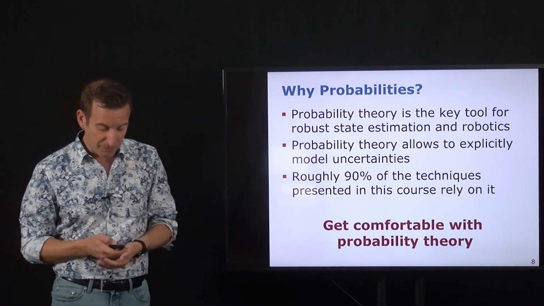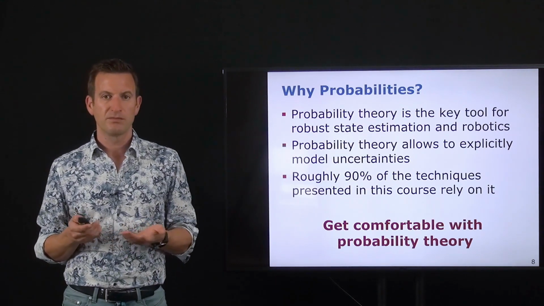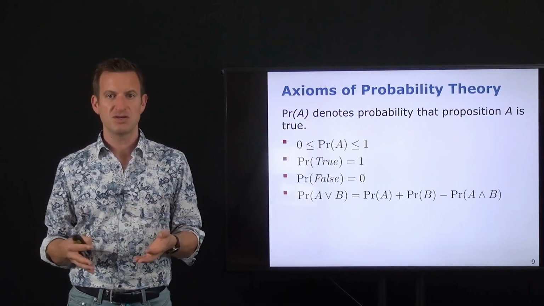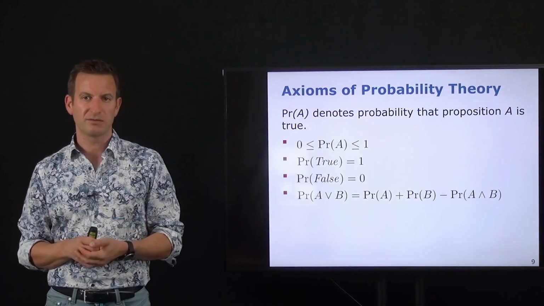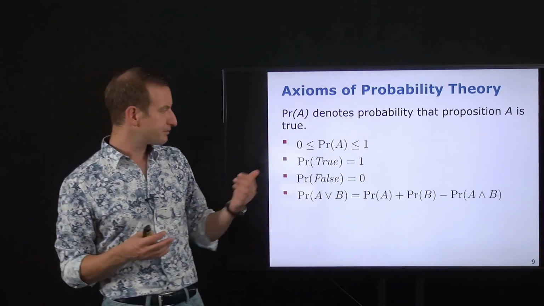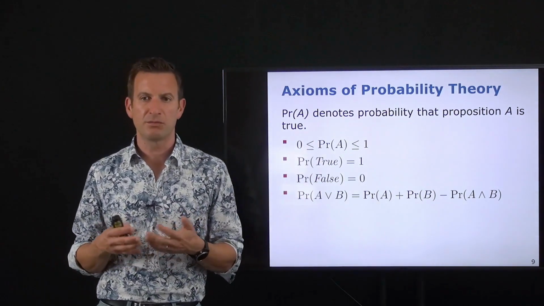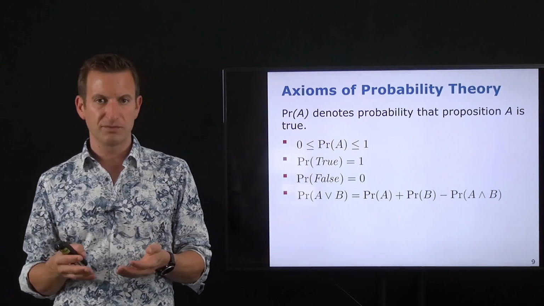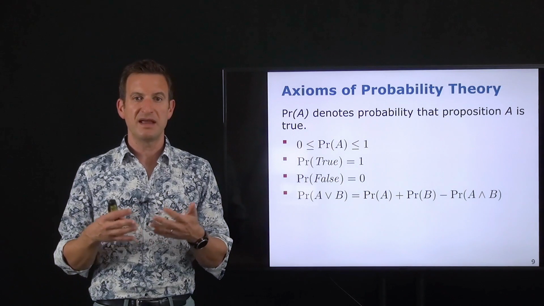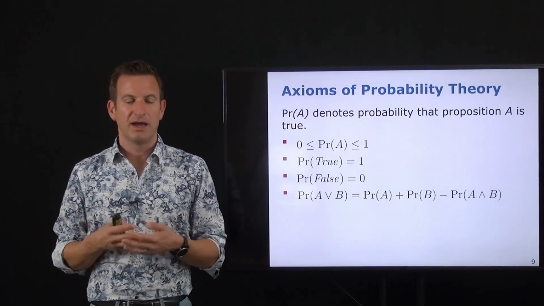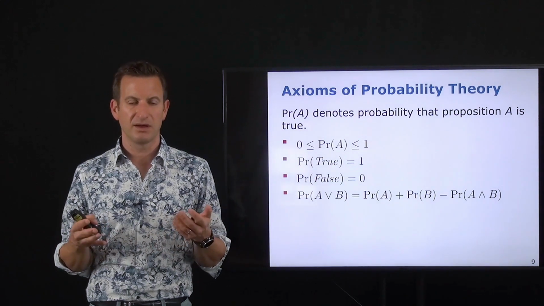If you look into probability theory, it turns out that it is actually based on a small number of axioms. So axioms are definitions, and based on these definitions, everything else can be derived. And so, for example, P(A) denotes the probability that a proposition A is true. So P(A) means what's the probability that A is true. And we have 4 definitions for this statement.